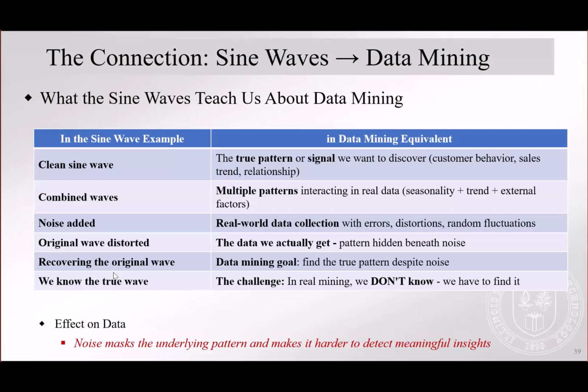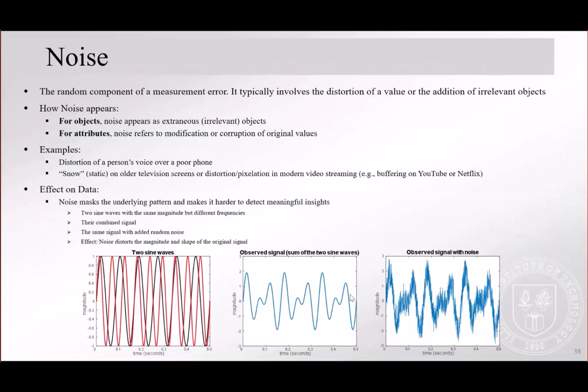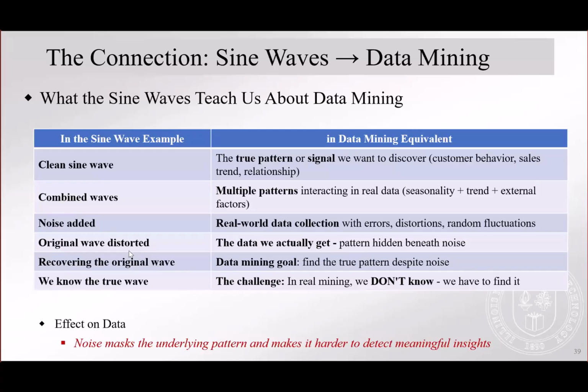The third one is when you add the noise. This represents what happens in real-world data collection: errors, glitches, random fluctuations. This is the reality we deal with. In the fourth row, we talk about the original wave distorted. That's the data we actually get, something like this. So the pattern is there, but it's hidden beneath noise.